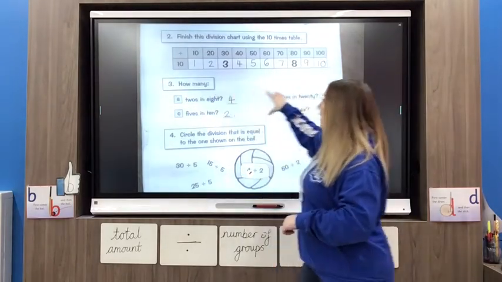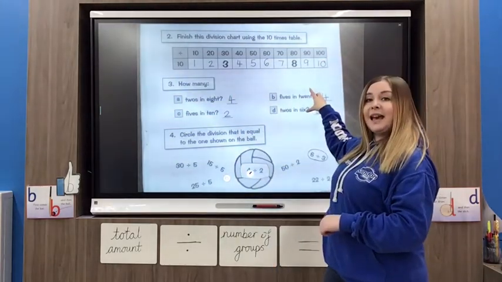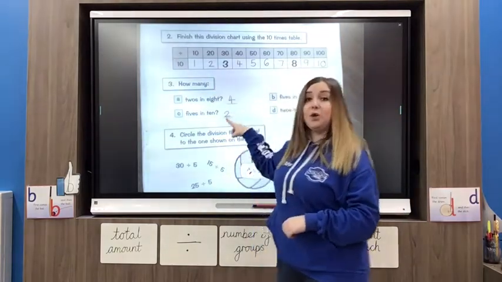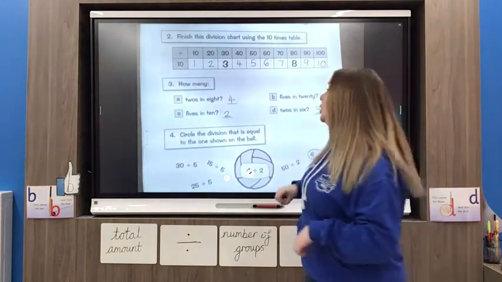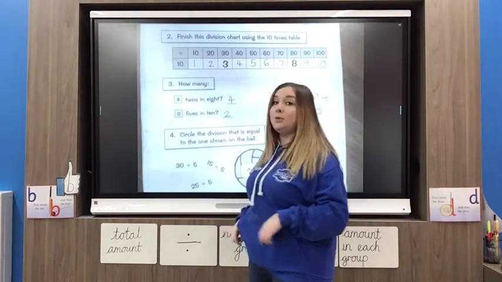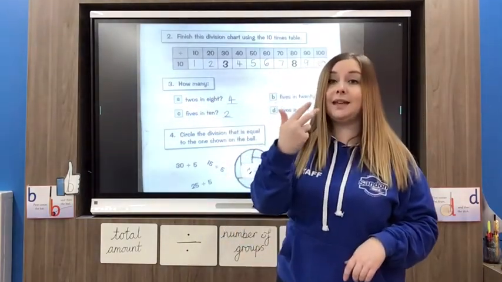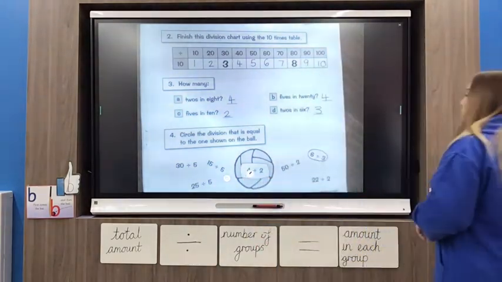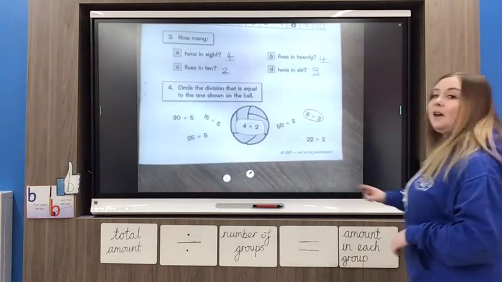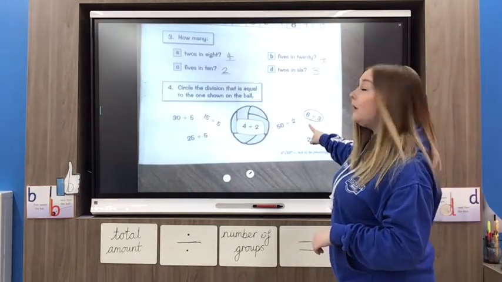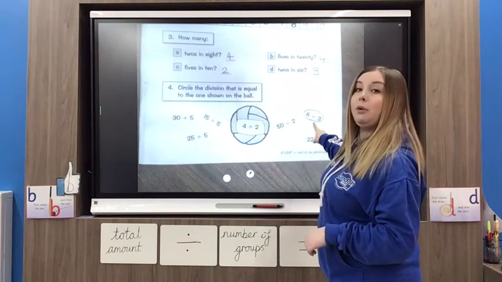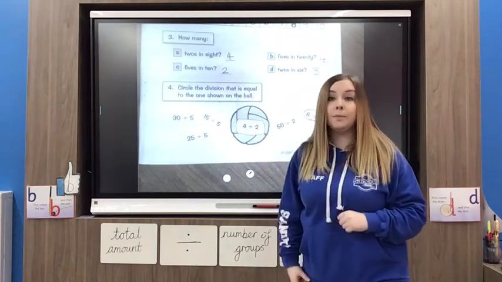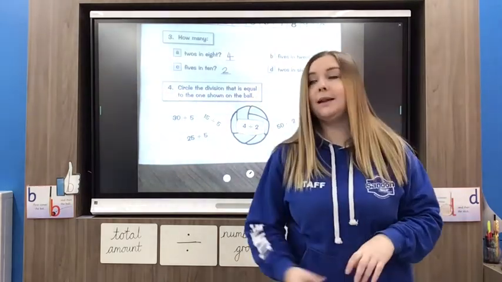We then spoke about question 3 and we decided that because we'd used this language of how many, we could do this question. So how many 2s in 8? So we counted in 2s, 2, 4, 6, 8. And then for the final question, we should have circled this one here because this equals 2, just like 4 divided by 2 equals 2. So well done if you got those correct at home.